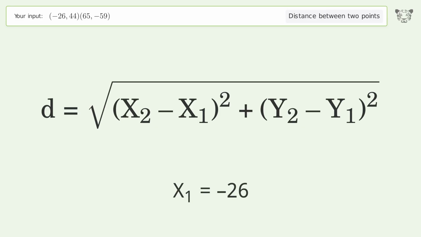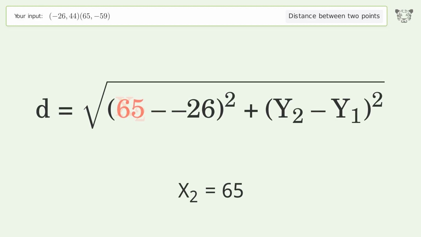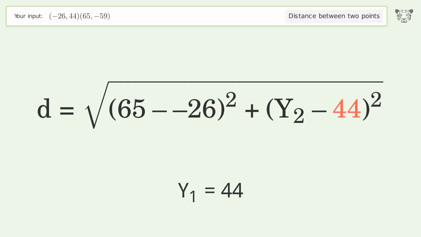x1 equals -26. x2 equals 65. y1 equals 44. y2 equals -59.